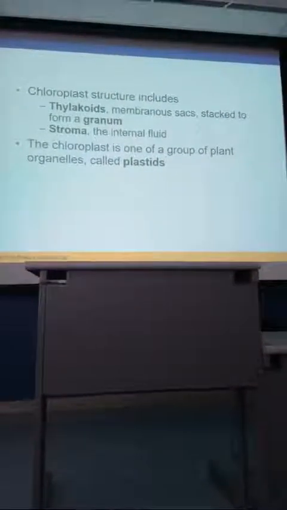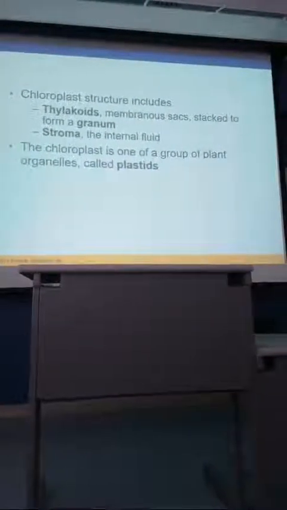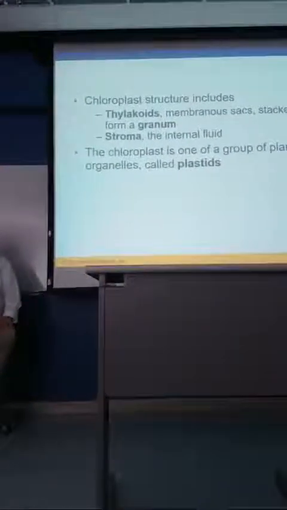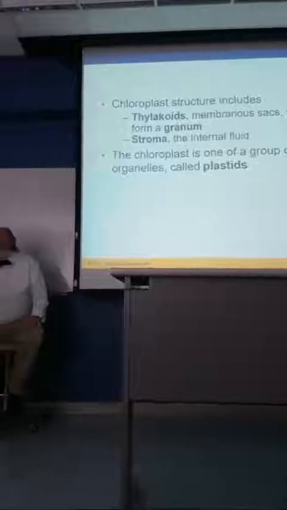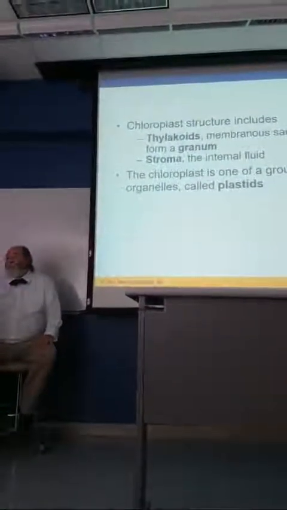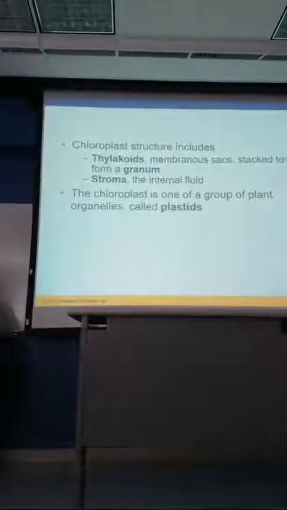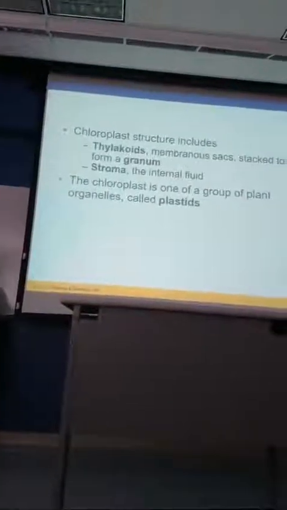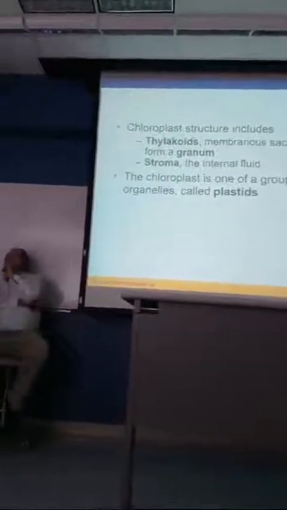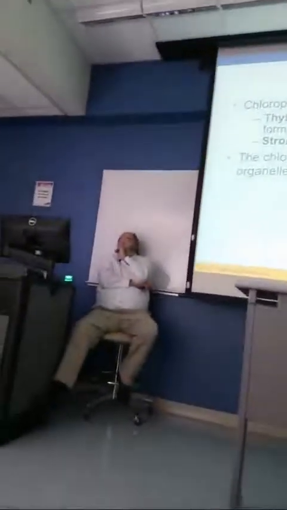Thylakoids are sacs. Those sacs, like a coin, are stacked on top of each other. They make the granum. The stroma is the fluid inside of those. We will see that later when we talk, like I say, about photosynthesis, so don't spend a lot of time on it now.